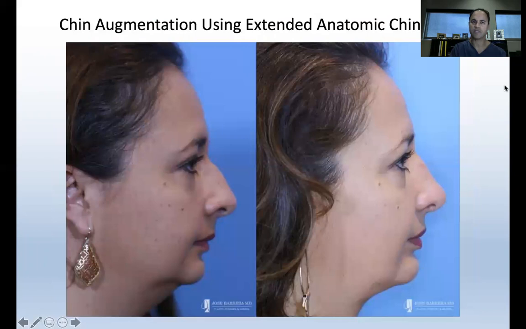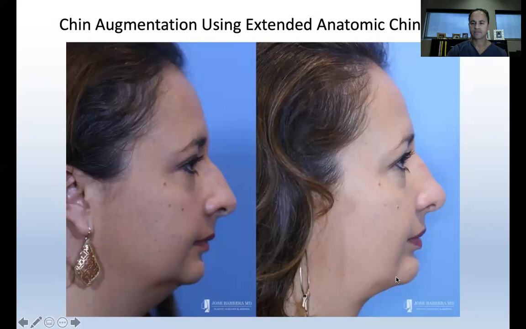We can also perform chin augmentation for patients that already have a good inclination. This patient has a slightly negative inclination. However, she has a very deep prejowl sulcus. And so we can place an extended anatomical chin implant in order to further disguise this prejowl sulcus.